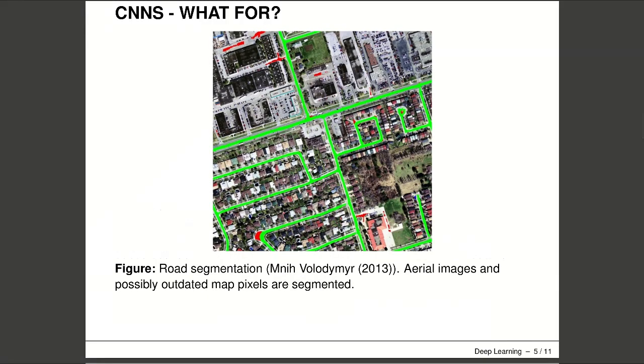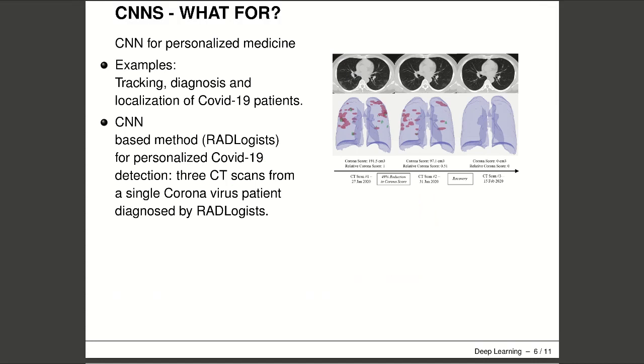Another important application for autonomous driving cars is road segmentation. Therefore, we also have many different algorithms for road segmentation. As you can see, here is one example. CNN has also done a great job in medical image analysis, especially for personalized medicine.